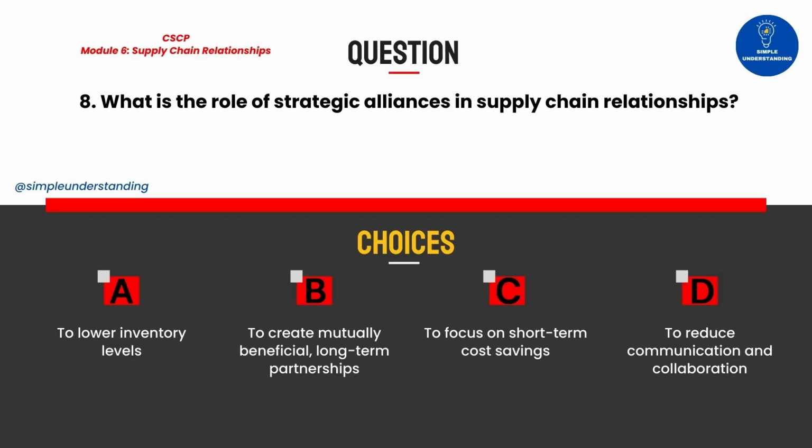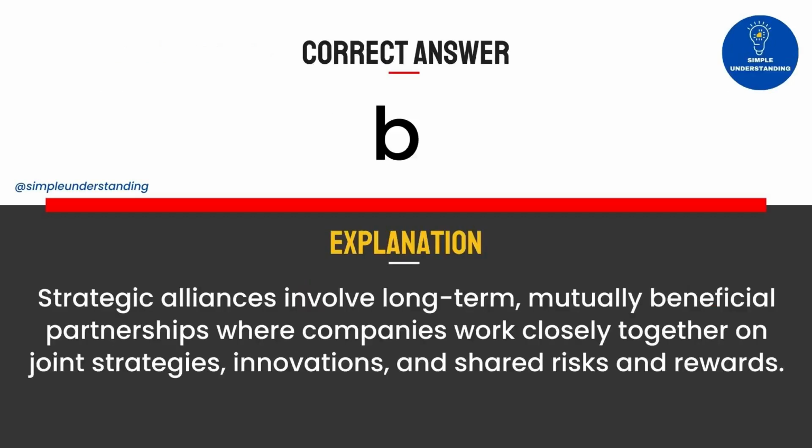8. What is the role of strategic alliances in supply chain relationships? A. To lower inventory levels. B. To create mutually beneficial, long-term partnerships. C. To focus on short-term cost savings. D. To reduce communication and collaboration. Correct answer, B. Explanation. Strategic alliances involve long-term, mutually beneficial partnerships where companies work closely together on joint strategies, innovations, and shared risks and rewards.